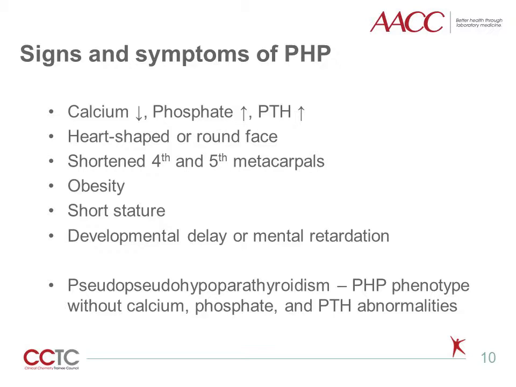This includes a heart-shaped or round face, shortened fourth and fifth metacarpals, obesity, short stature, and varying degrees of developmental delay or mental retardation. If patients have this phenotype without the disordered calcium and phosphate metabolism, this disorder is called pseudo-pseudo-hypoparathyroidism, or PPHP, which is inherited from a father with PHP.